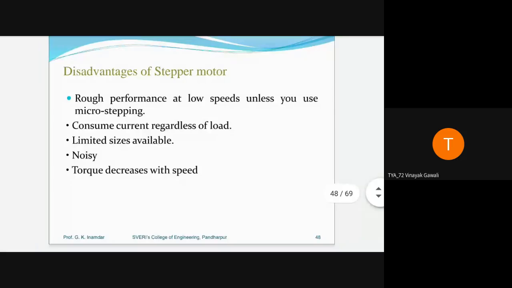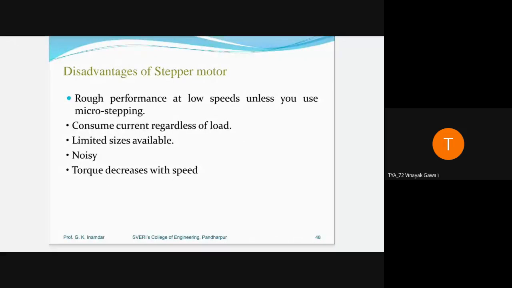Disadvantages of the stepper motor: rough performance at low speed unless you use microstepping. There is some rough performance at low speed, because this is a stepper motor meant for high torque. Due to that, whenever the speed is low, there will definitely be rough performance. It consumes current regardless of the load. Maximum energy is required by the stepper motor because it provides high torque.